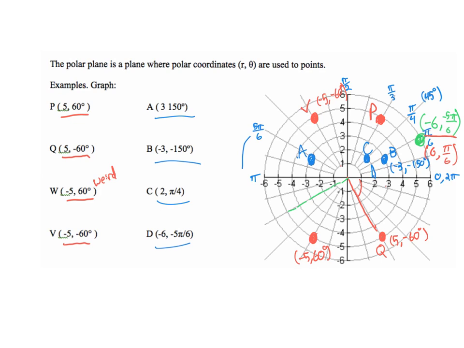Instead of just an x and just a y coordinate, you can have multiple different r's or multiple different thetas that you could choose based on where your point is. So let's practice that.